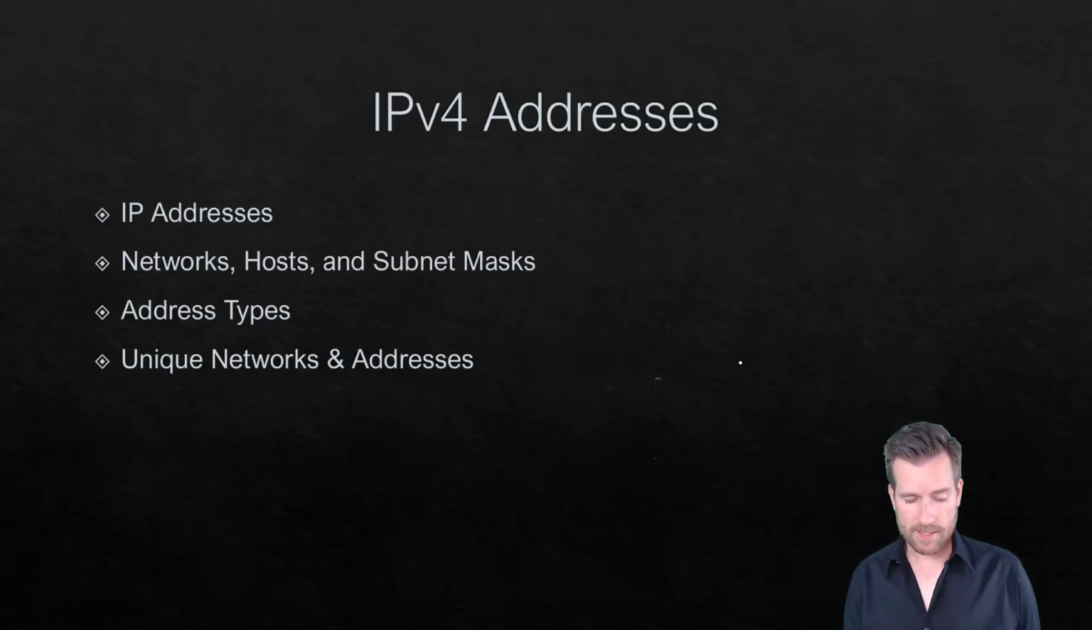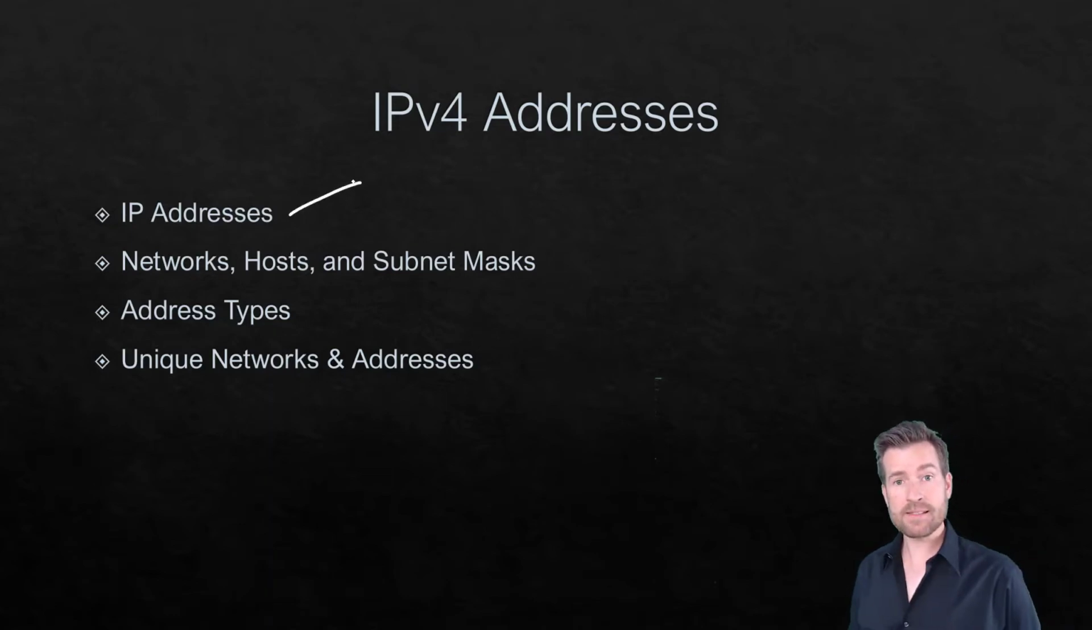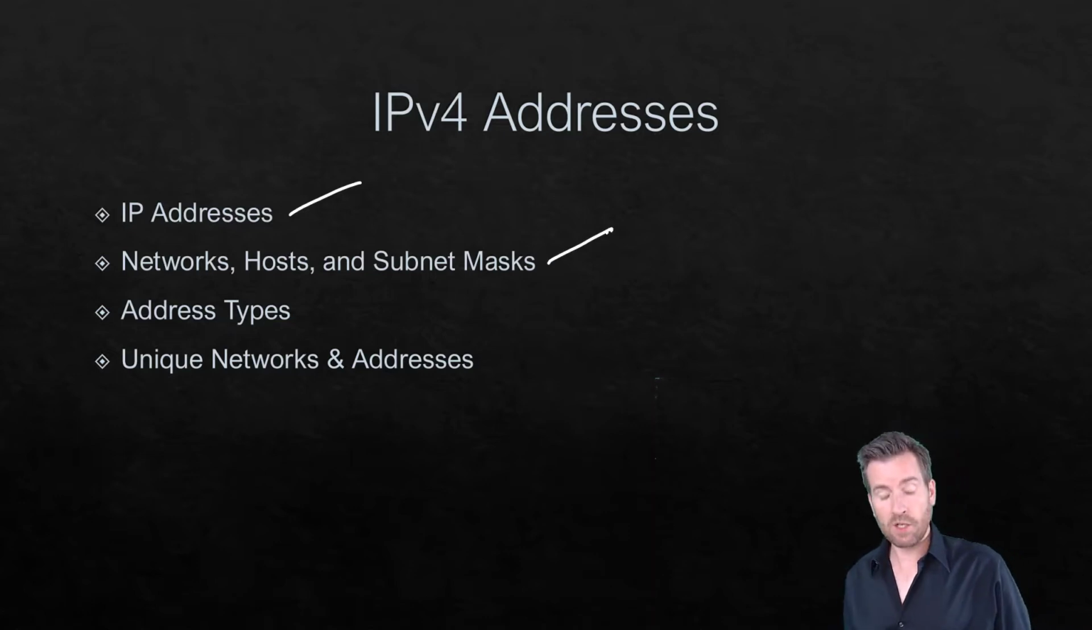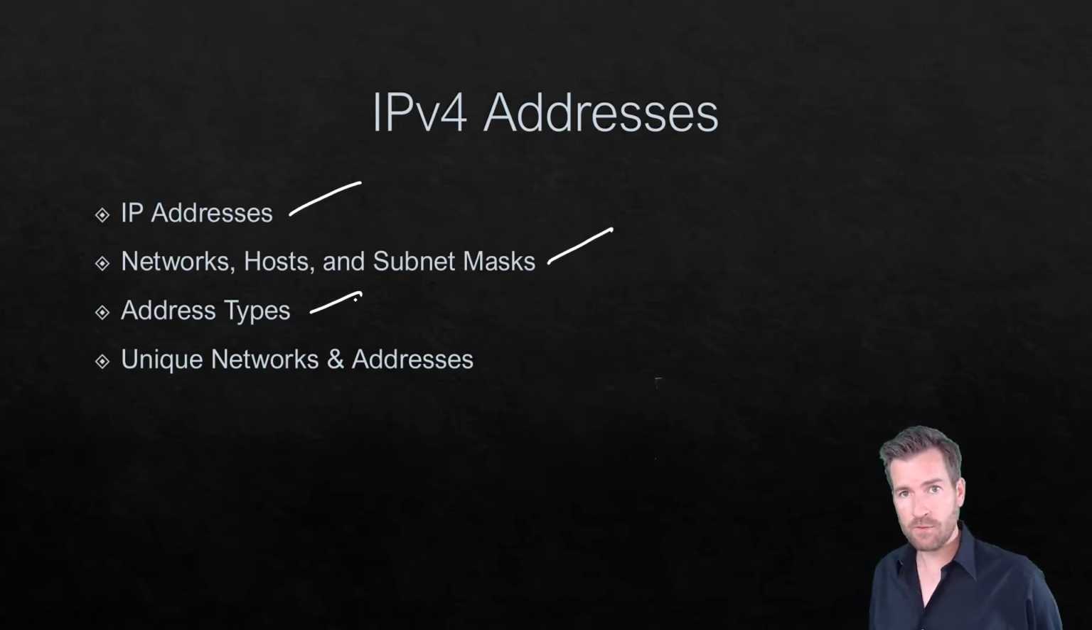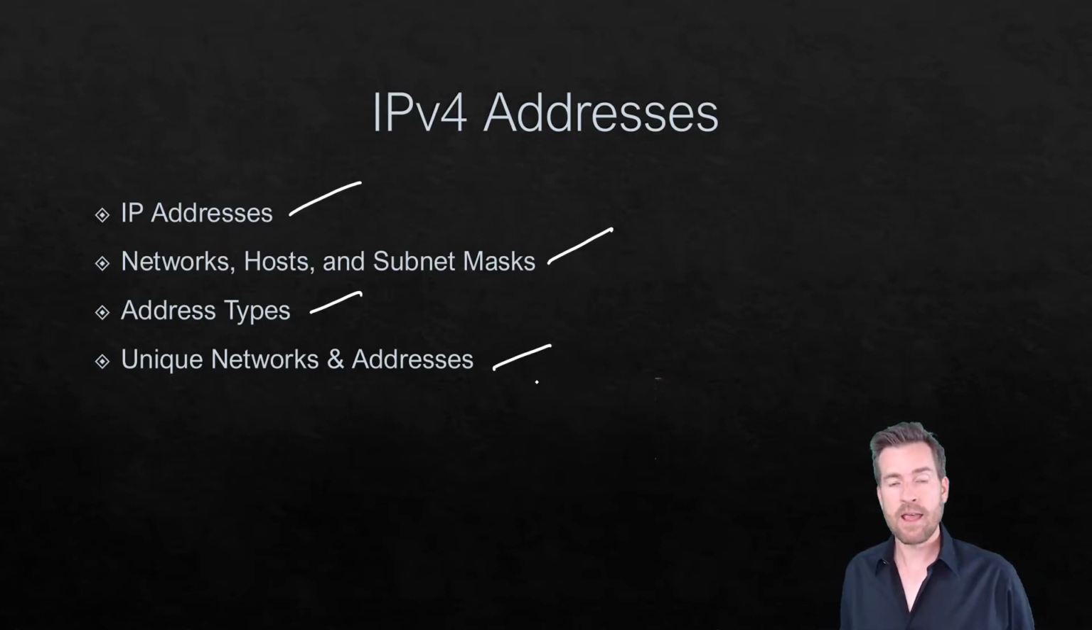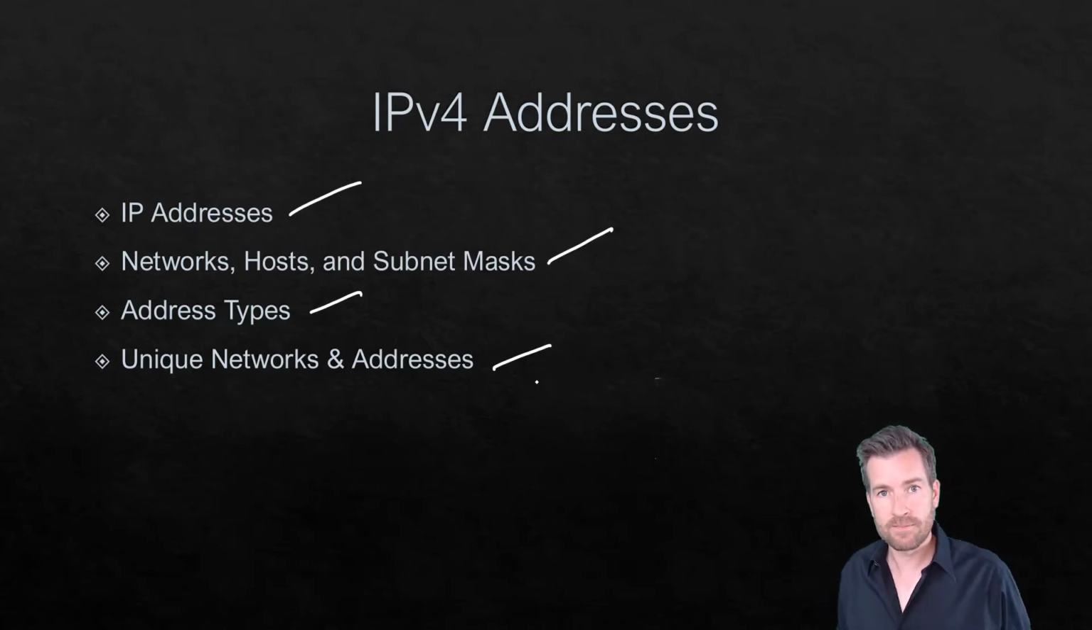So what we're going to be talking about is IP addresses, what they look like, how they are formed, and then we're going to take a look at the network side of it, the host side of it, the subnet masks. We'll talk about some different address types when it comes to IPv4 addresses, and then some unique networks and addresses that are represented by these IPv4 addresses.